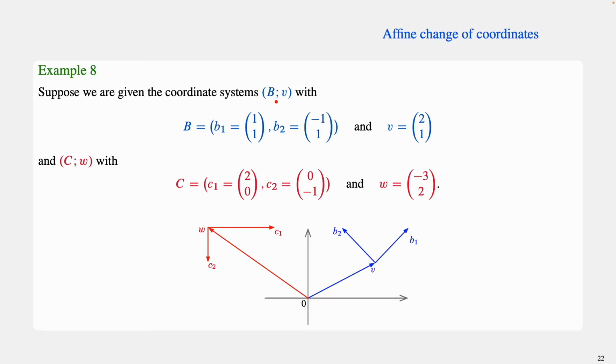So suppose we're given two affine coordinate systems, BV and CW, with the following basis vectors, B being (1, 1) and (-1, 1), and V being (2, 1), and the second coordinate system with basis C being (2, 0), (0, -1), and W being (-3, 2). So here you can see this geometrically. This is our first affine coordinate system, and this is our second affine coordinate system.